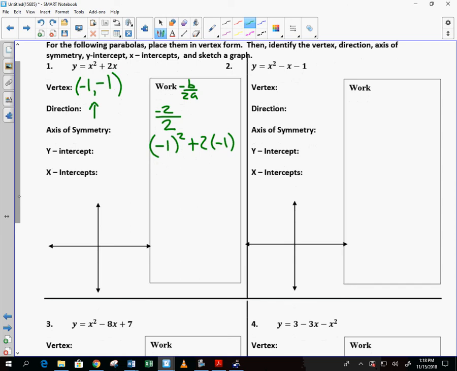The axis of symmetry is always x equals, and you just grab the x value of your vertex. Negative 1. Y-intercept is the c value. What is the c value? X-intercept. I look at it. Does this factor?